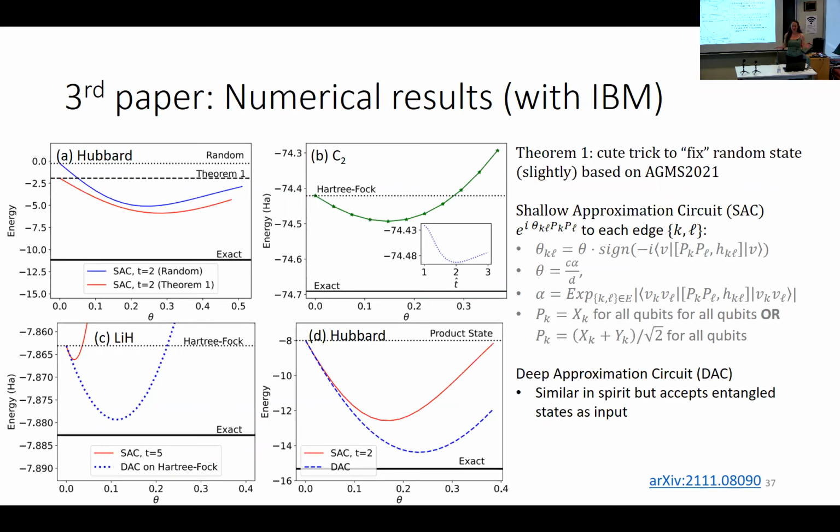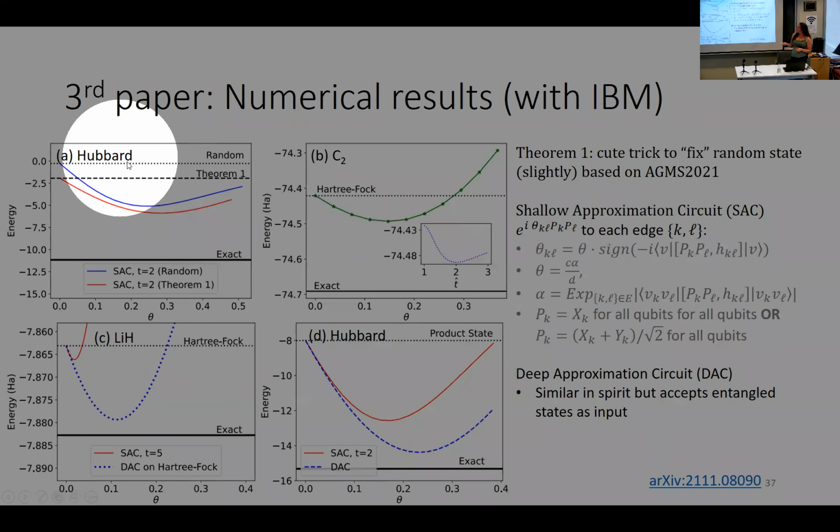I don't know if any of you are physicists, but this is what we did, just some really basic numerical experiments. In the top left, we're looking at the Hubbard model. We have a C2 molecule, lithium hydride, and then again Hubbard in a different case. On the y-axis, you have the energy of the state, and on the x-axis is essentially just a single variational parameter. When you start with the random state with Hubbard, you get this energy.